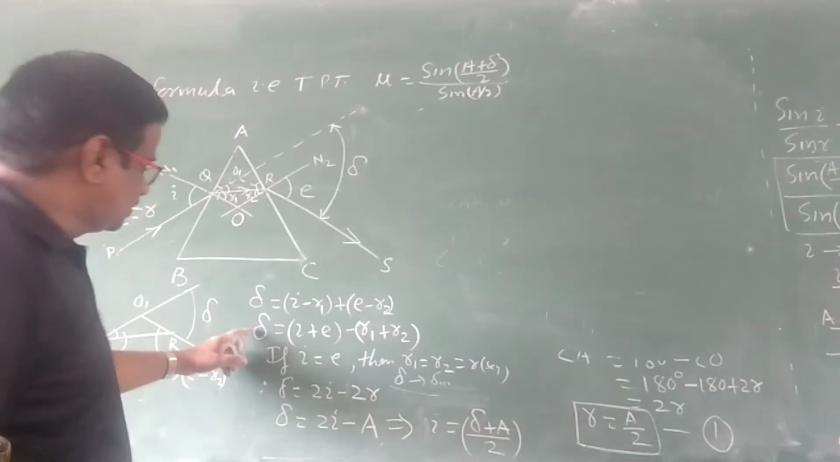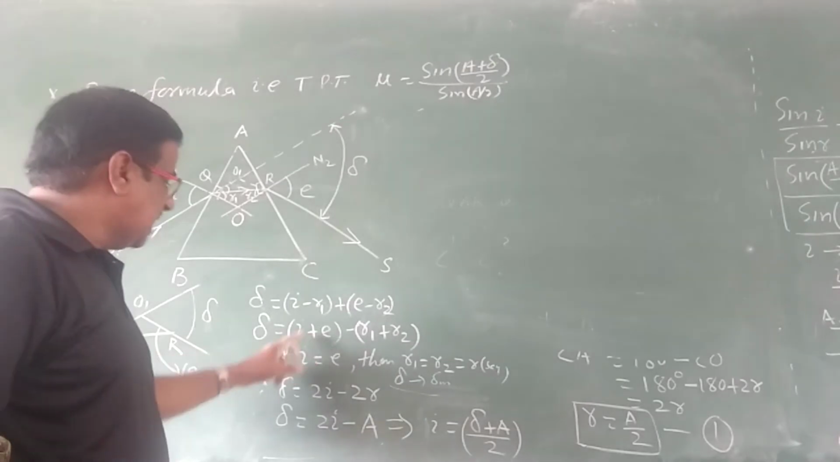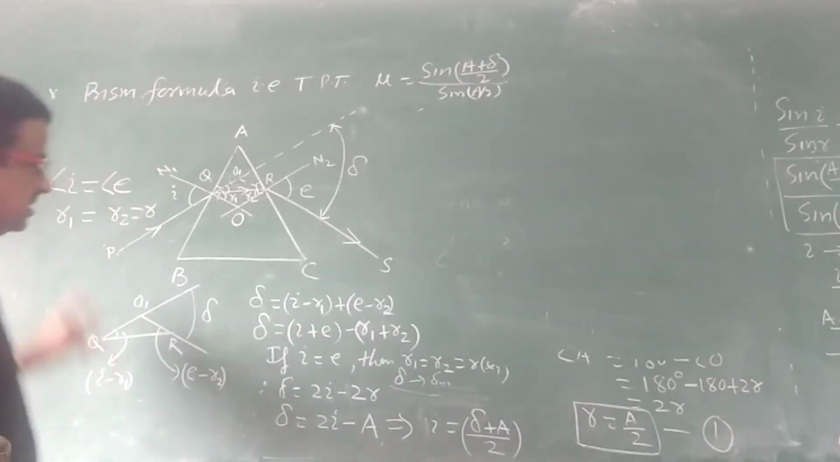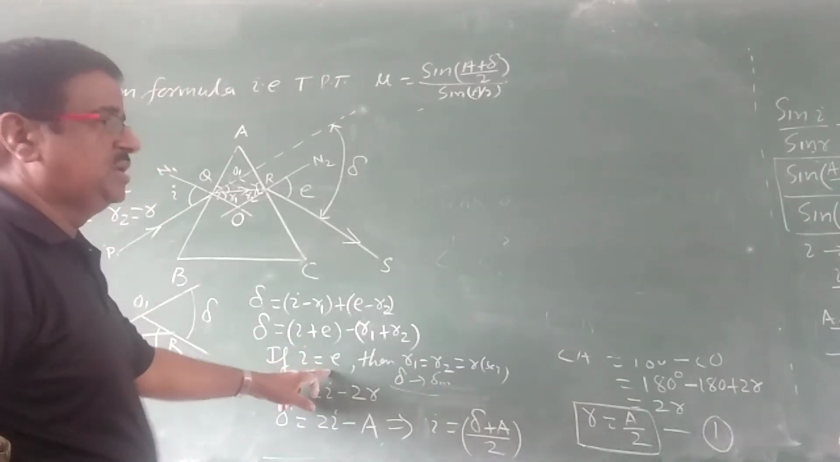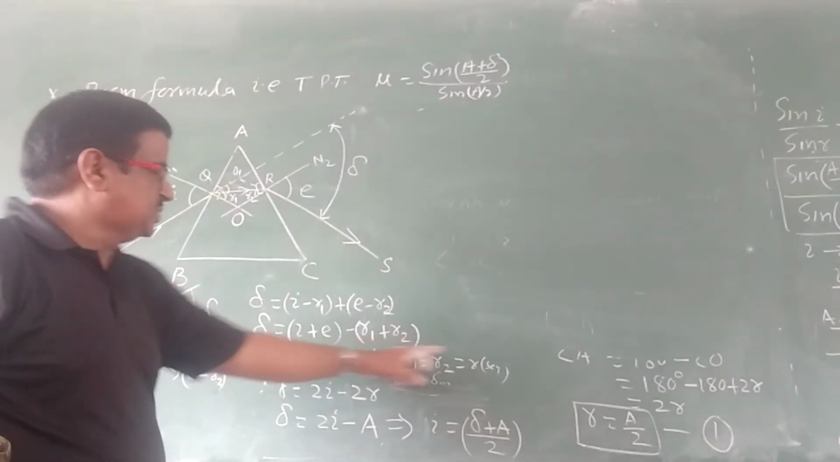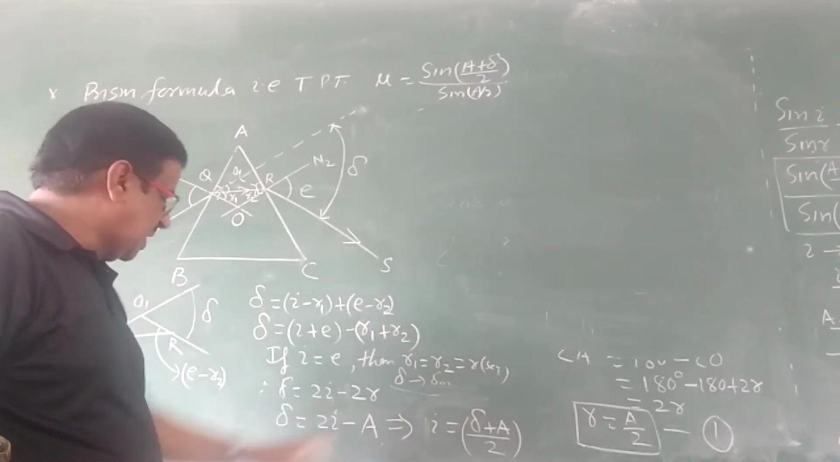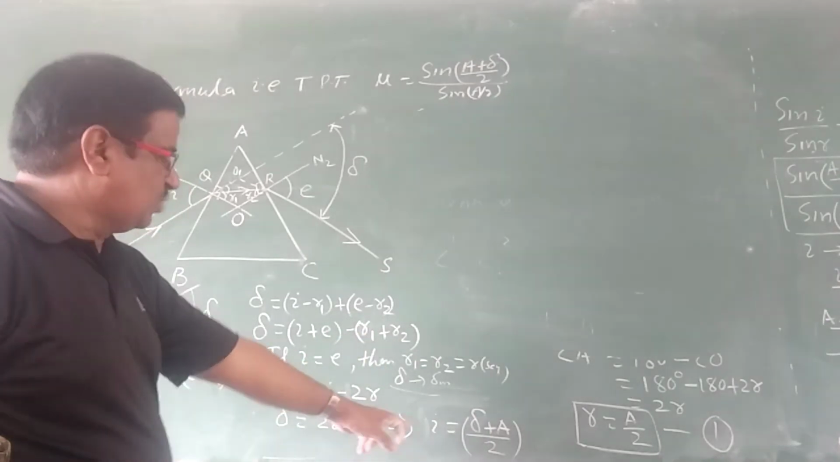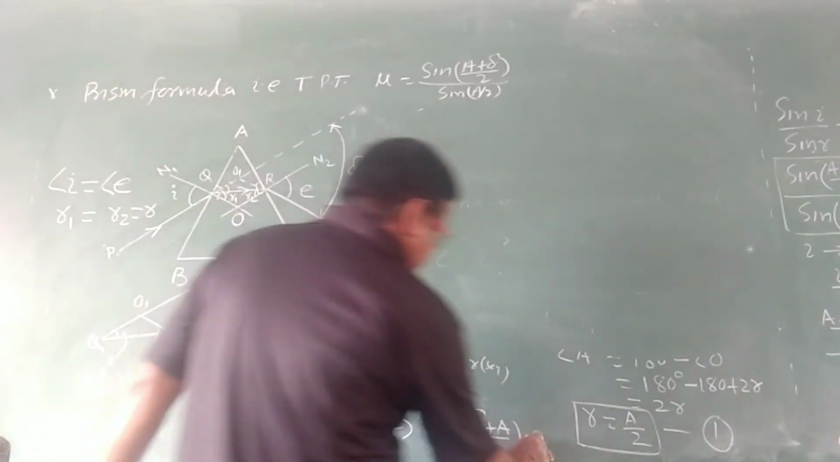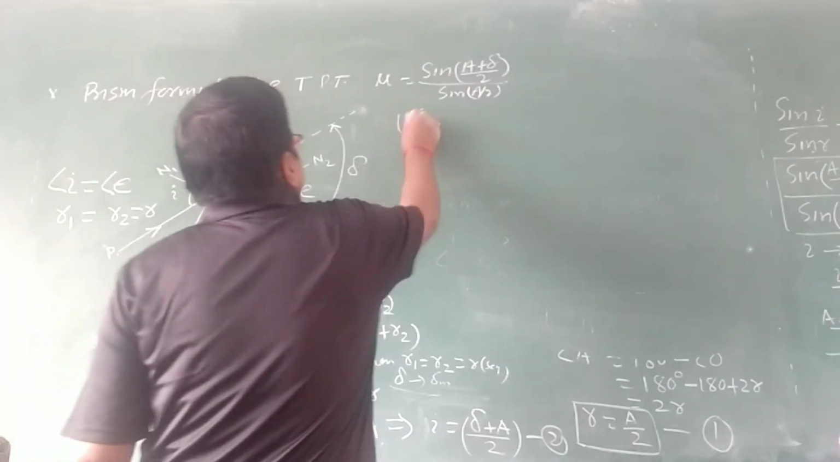So what will happen to this? You will see delta is equal to I1 plus I1 and E are same. I is equal to E. So we are taking here 2I, and R1 is equal to R2 is equal to R. So this will be R plus R, 2R, minus 2R, and solving this we get I is equal to this, equation number 2.